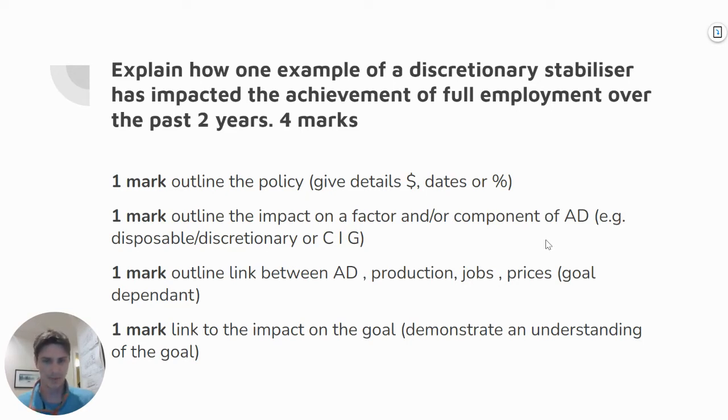Here you could talk about prices. This question is not about price stability, but if it was, you'd be talking about how an increase in AD pushes us towards the productive capacity, and that creates shortages and price pressures and so on. So this third mark here is a little bit goal dependent. For us, we're just going to link AD to production to jobs. Then finally, we're bringing it all back together and saying, hey, guess what? This policy helps us achieve the goal or doesn't, and we want to demonstrate an understanding of the goal.